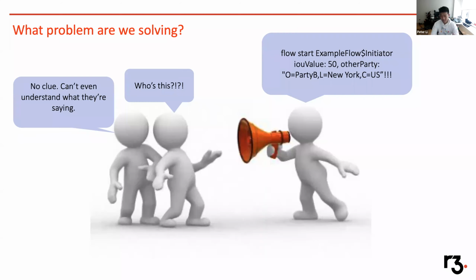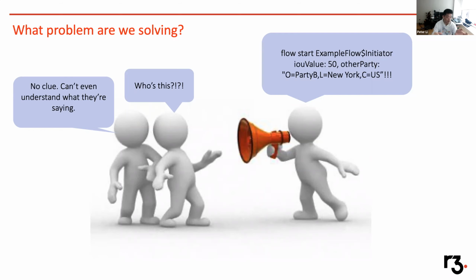However, suddenly one day, you receive a flow, whatever example flow, initiator value 50, and the other party is party B, New York, US. It's good that we have some metadata about who's sending you the message: it's party B, the locality is New York, and the country code is US. However, that doesn't explain anything for you because you still have no idea what's going on. Why are you receiving this message? You're going to be like, who's this? And then you're probably going to check the other 5 nodes doing business with you and ask them if they know who that party B is.